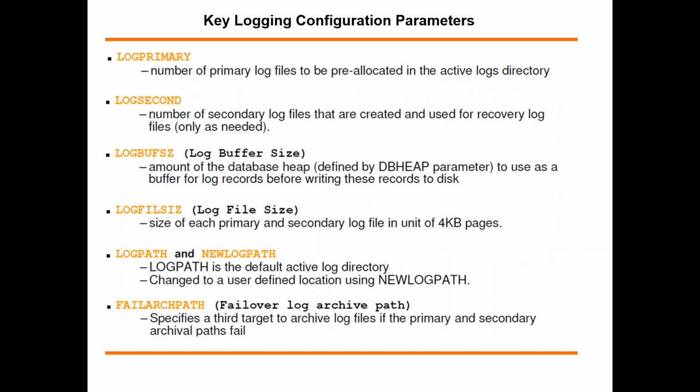Some of the key logging configuration parameters, a few of which we have already discussed, are log primary, log second, and log buffer size, the redo buffer in memory. Then the log file size, the primary log file size and secondary log file size. This new log path is the default location where your transaction logs are going.